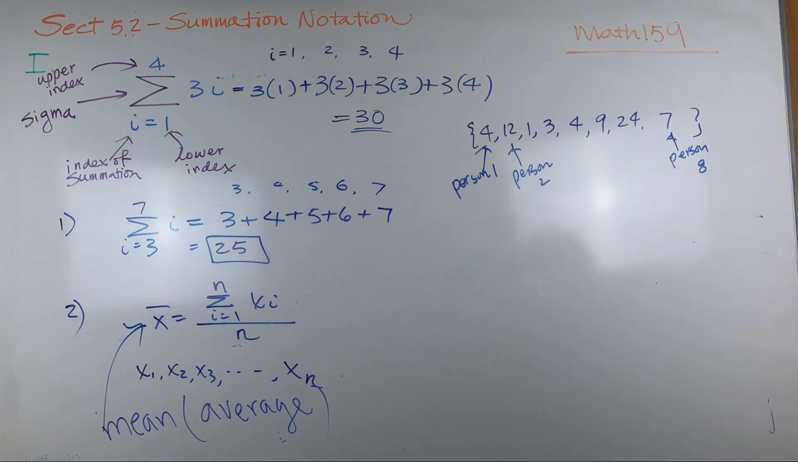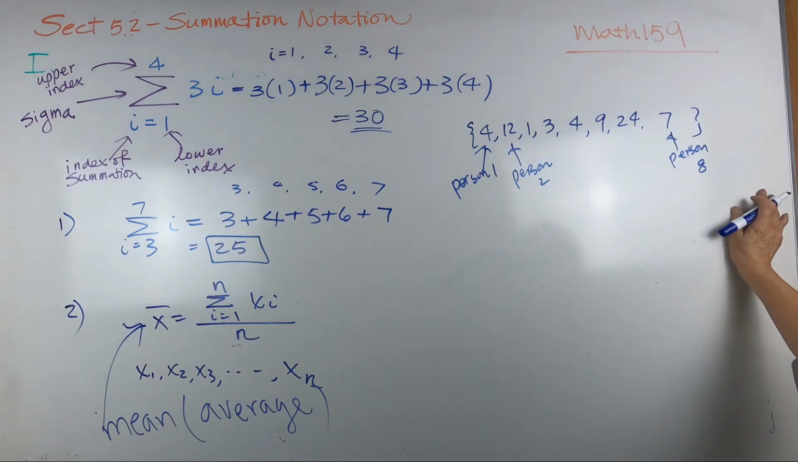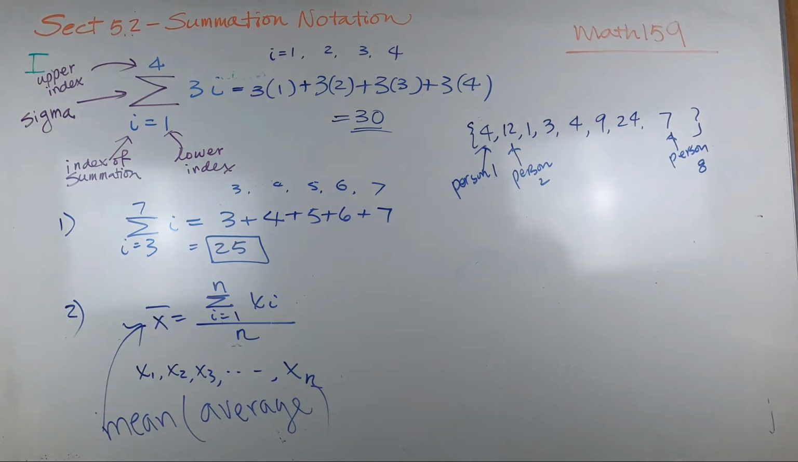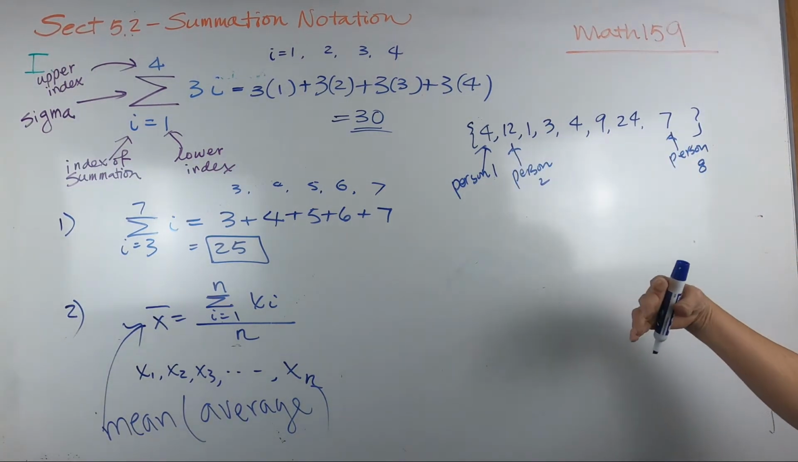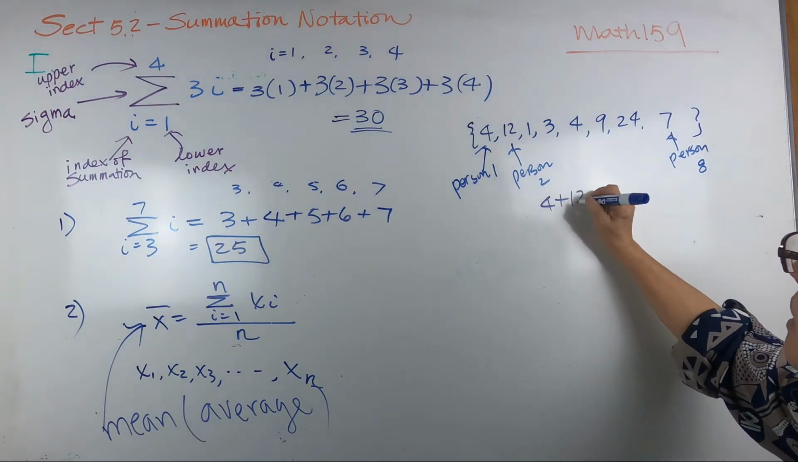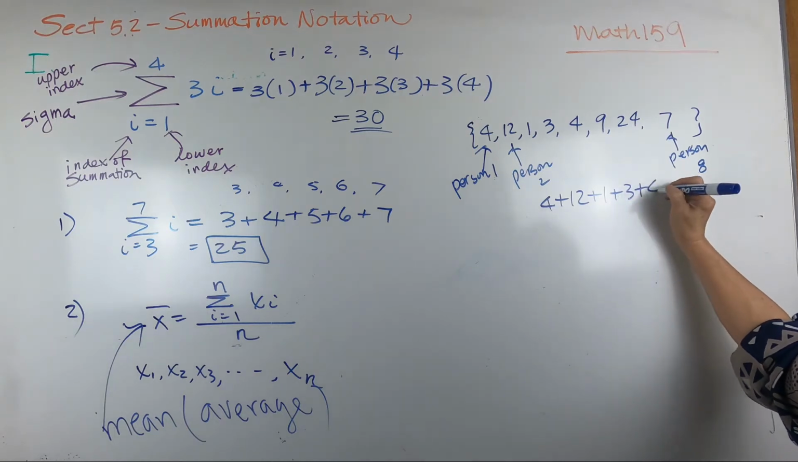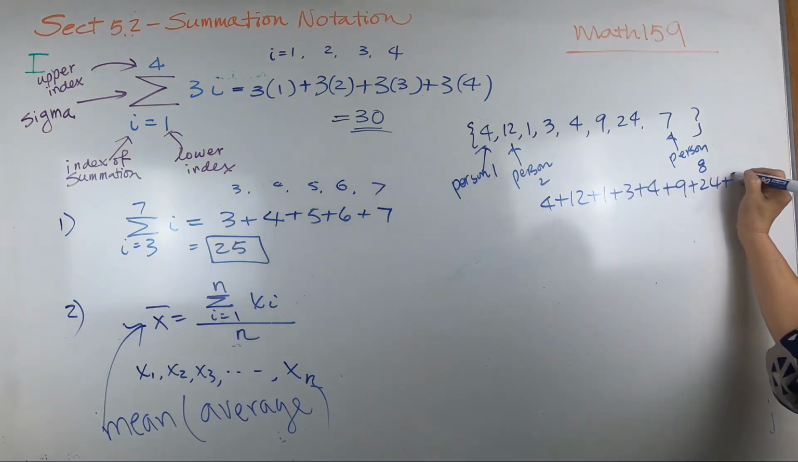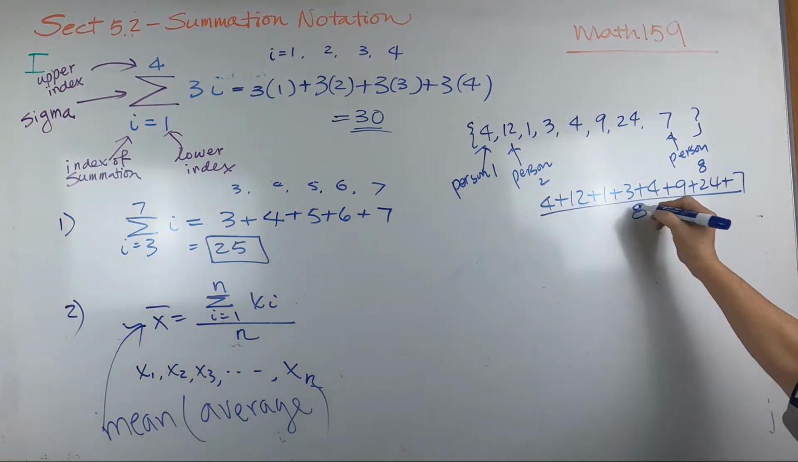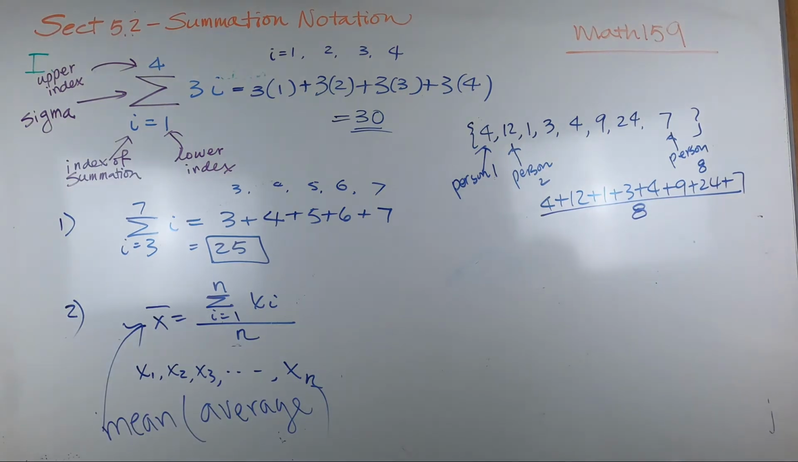If you ask 8 persons, then we say, use the formula, find the sample mean. That's your sample, and mean is average. What's the average number of sexual partners for those 8 people? What do you think? You would do 4 plus 12 plus 1 plus 3 plus 4 plus 9 plus 24 plus 7, that's 8 numbers, then divided by 8. Then that would be your average.